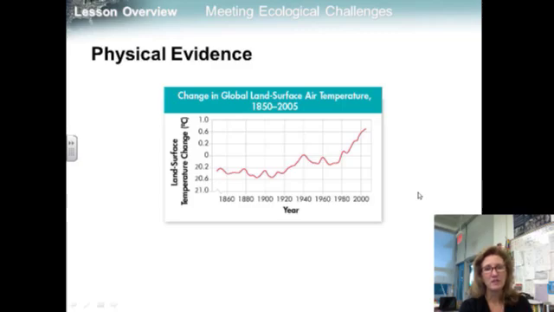11 of the 12 years between 1995 and 2006 were among the warmest years since temperature recording began in 1850. Between 1906 and 2005, Earth's average temperature rose 0.74 degrees Celsius. The largest changes are occurring near the Arctic Circle.